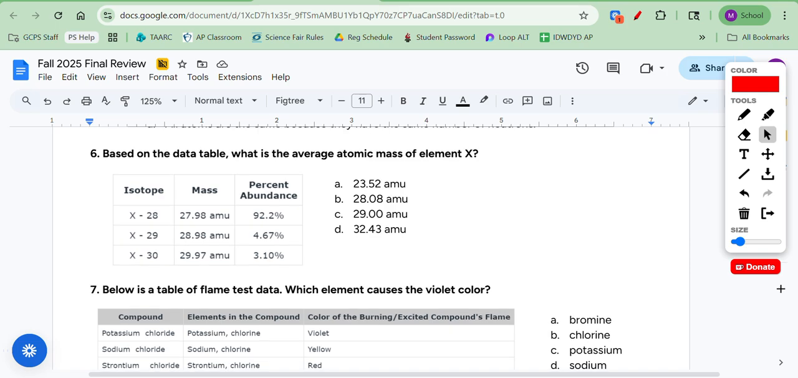Question 6. Based on the data table, what is the average atomic mass of element 6? We were given a data table that shows us 3 isotopes, X28, 29, and 30. They all have their own mass number and percent abundance. So we can type this into a calculator or write this down into the equation and calculate the average atomic mass.